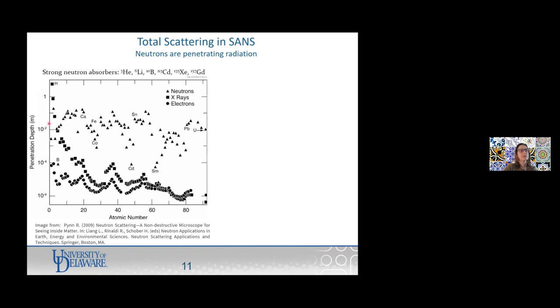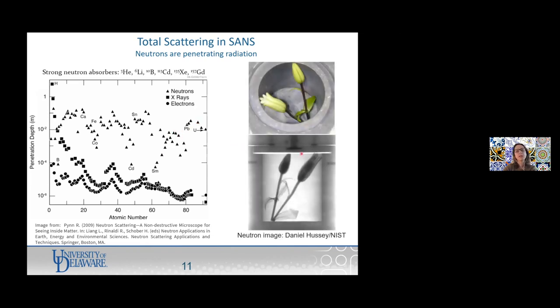But you can see that the penetration depth is typically on the order of centimeters. And it does not depend on the atomic number, of course, because we're interacting with the nuclei, and the nuclei have different characteristics depending not only on the element, but on the isotope as well. This is why neutrons can do cool things like you see in the image here. They can look into high atomic number materials, like the metal that you see here, and they are sensitive to the presence of lighter elements. And so we can get a cool image like you see there.